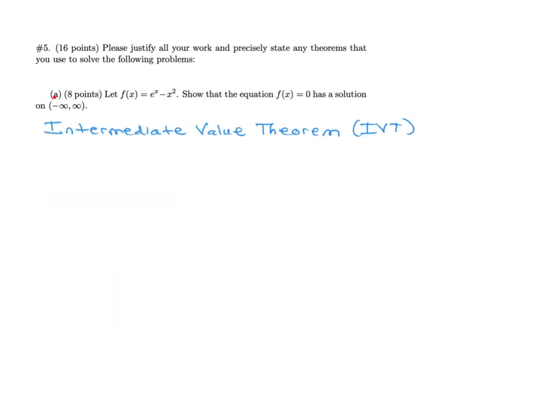In question 5, part A, we're going to use the intermediate value theorem. We're given a function f of x is equal to e to the x minus x squared, and we want to show that this equation has a solution equaling 0 on the real line somewhere. The way you use this theorem is by doing a few things. There's a checklist. First, you have to know that this function is going from a negative number to a positive number, and this will allow us to create some interval.